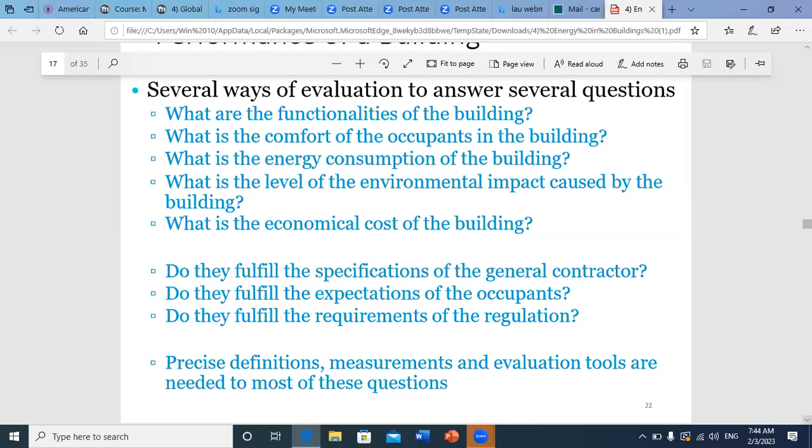So when we talk about energy policies, about regulation, we will see that we'll always have to stick to these regulations for optimal performance of the building. So we should use precise definitions, measurements, and evaluation tools that are needed to answer all of these questions.